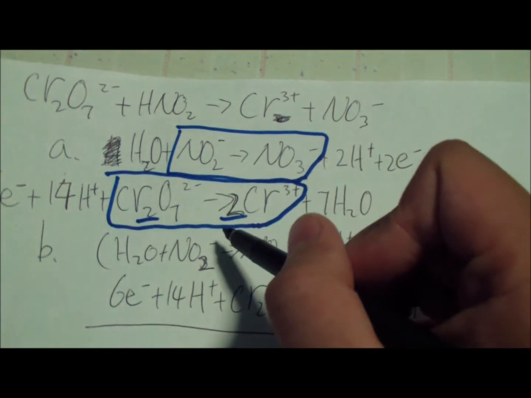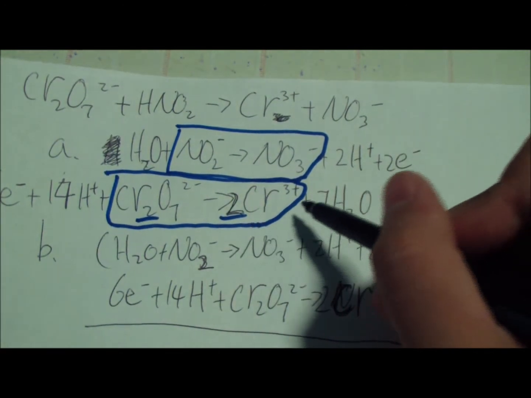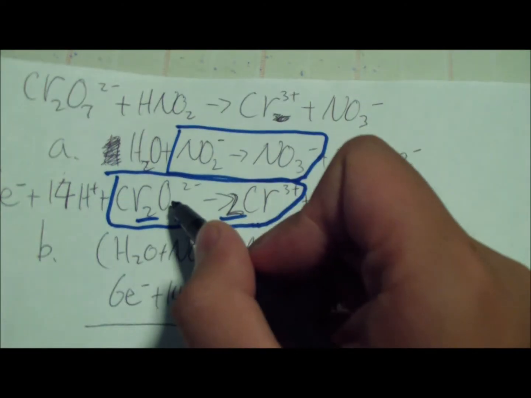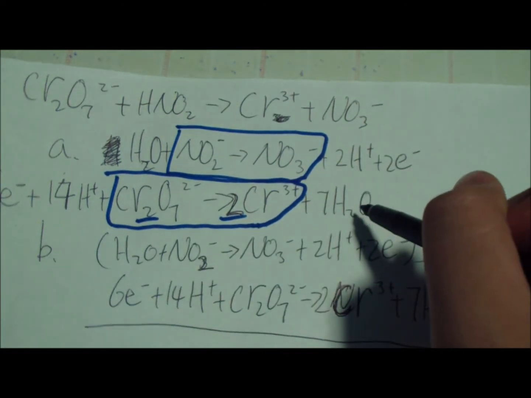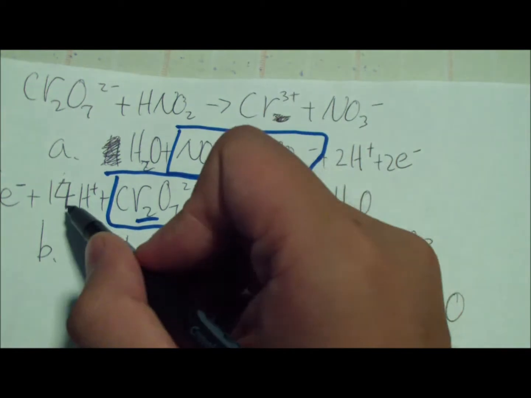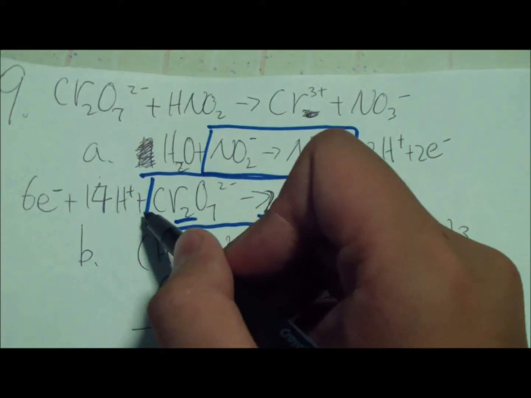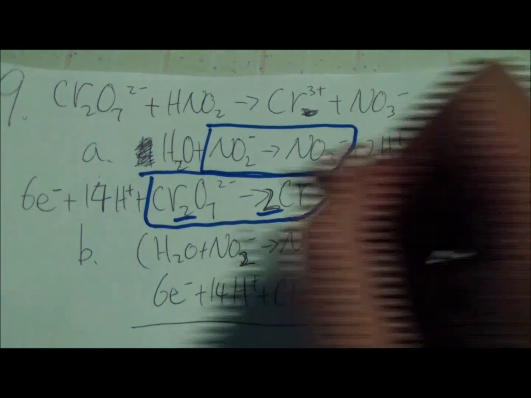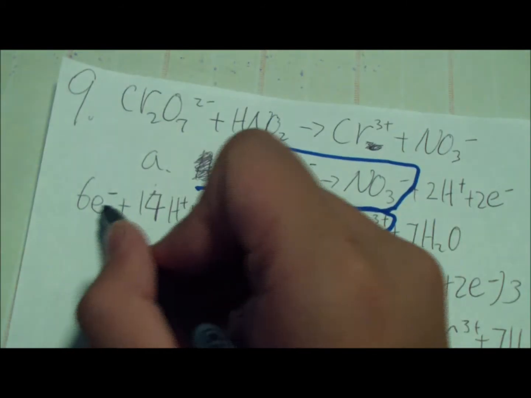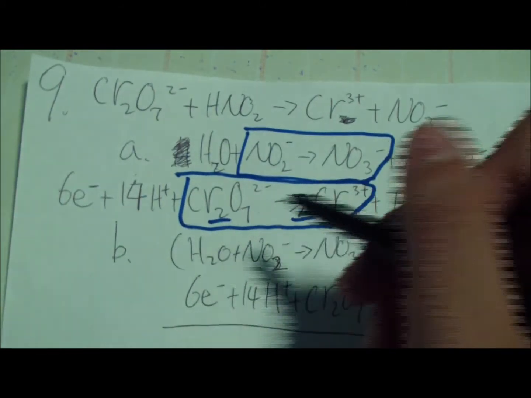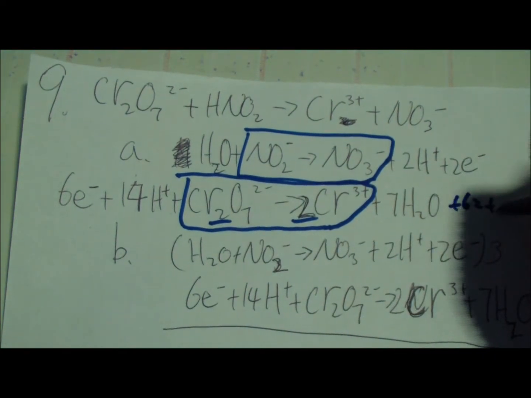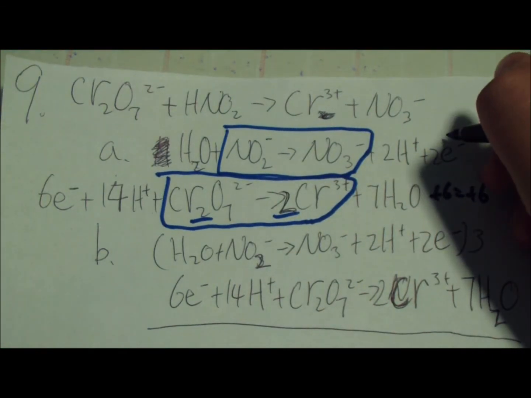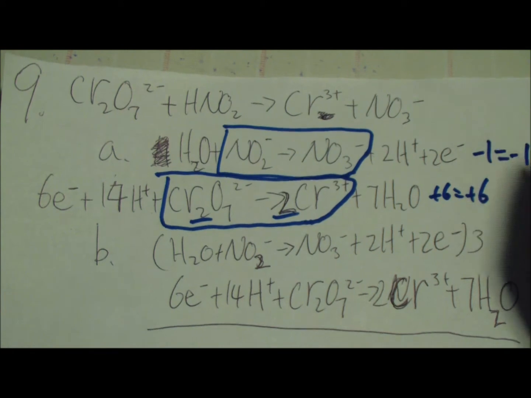Okay, on the bottom one, Cr2O7 2 minus goes to 2 Cr3 plus. Right here there's 7 oxygen, so I have 7 water, and from 7 water I get 14 hydrogen, and this side is definitely more positive, and right here is plus 6. I need to make this side plus 6, so I add 6 electrons here to make plus 6 equal plus 6. Okay, on this one would be minus 1 equals minus 1.